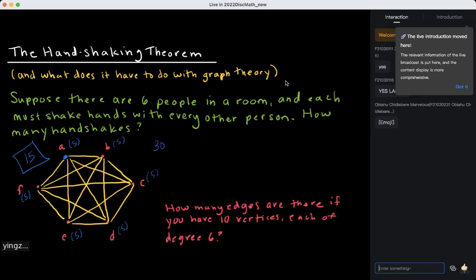But what we talked about before is that if A shakes hands with B, then B is shaking hands with A at the same time. So essentially what I've done is counted it twice.